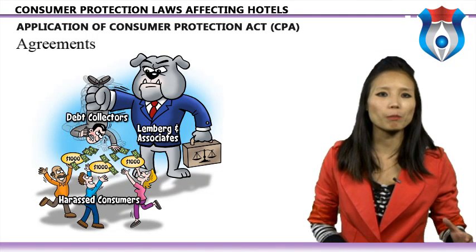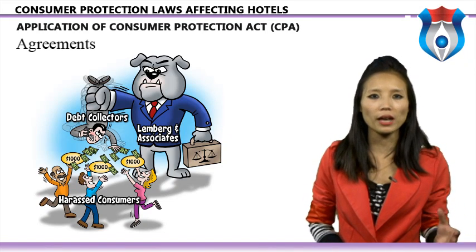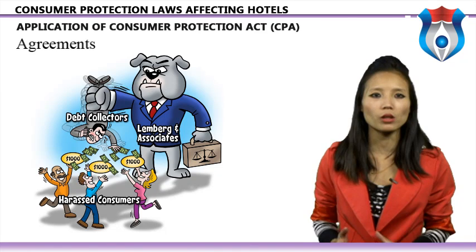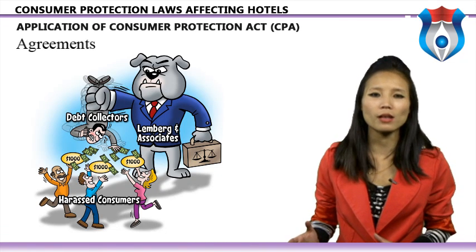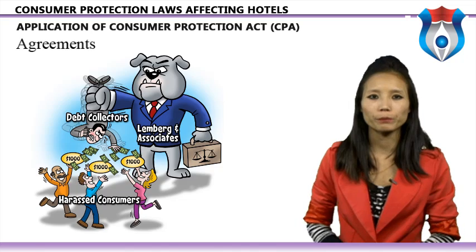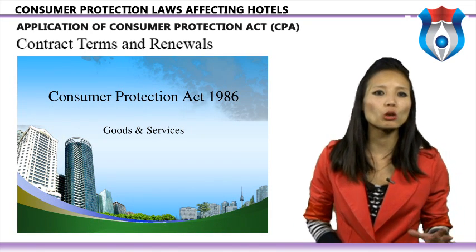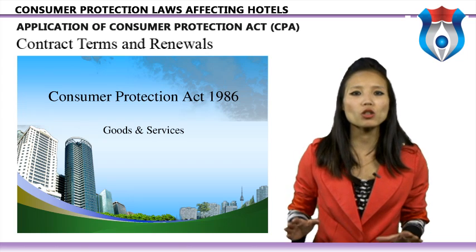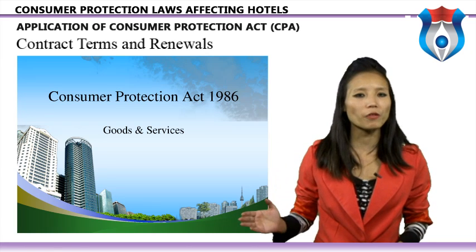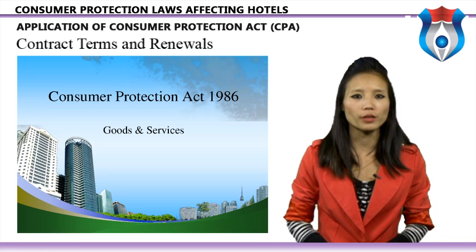Agreements. In terms of the CPA, any agreement that seems excessively one-sided in favor of anyone other than the customer can be ruled to be unreasonable and unjust. Once this happens, the customer is no longer bound by that agreement. Contract terms and renewals. The CPA includes a lengthy description of terms and conditions that could be considered unfair or unreasonable and should not be included in a contract or agreement.